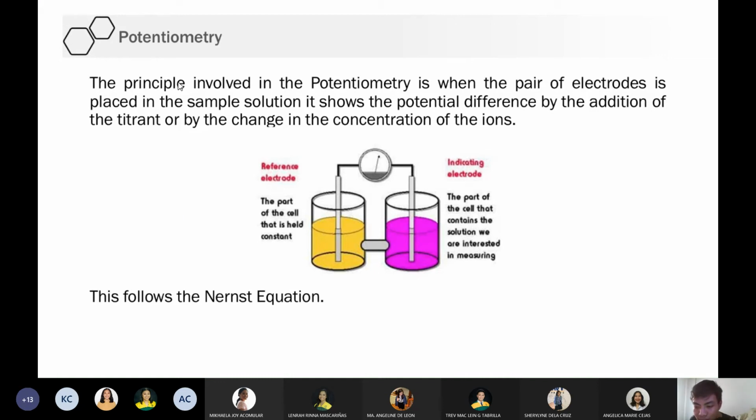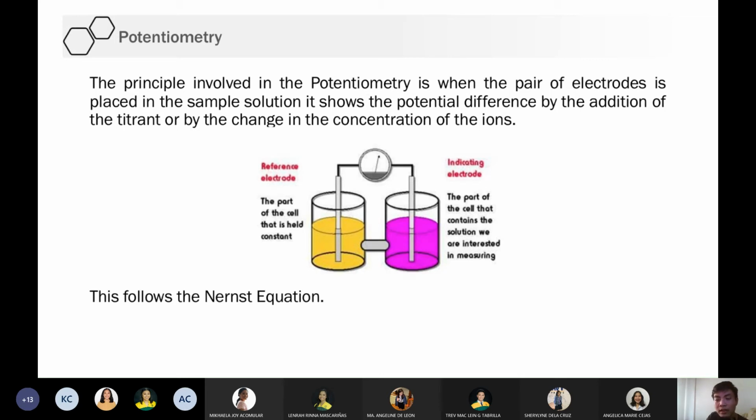So, let's talk about potentiometry. Potentiometry is what we described earlier, yung electrochemical cell. We are determining the potential difference, the voltage. But in potentiometry, instead of calling this the anode and the cathode, we call this the reference and the indicating electrodes. Yun lang yung difference. Same lang siya sa kanina. Ang pinagkaiba lang is yung tawag. So we have the reference electrode and we have the indicating electrode.